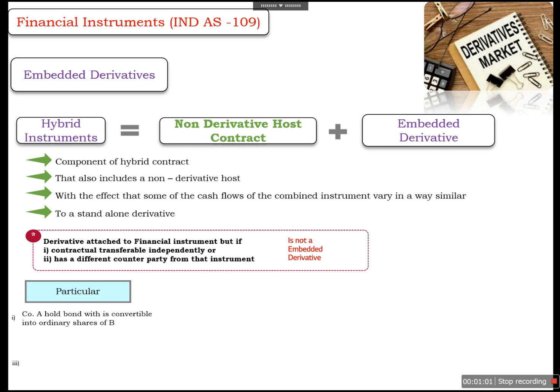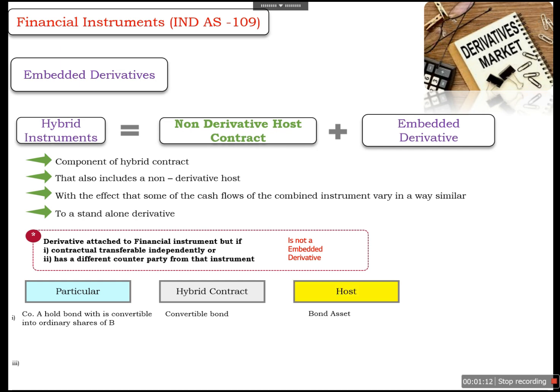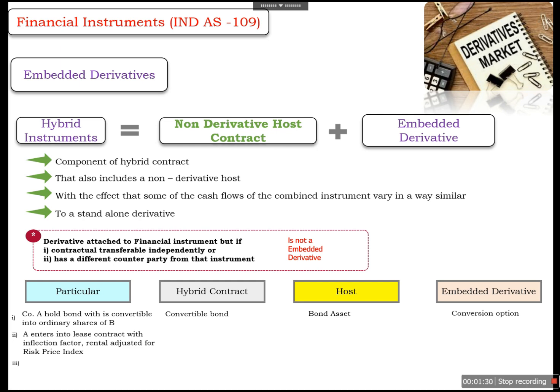Let's take some examples. If a company holds a bond that is convertible into ordinary shares of another company, in that case the hybrid contract is the convertible bond, and the host will be the bond asset, because the bond is convertible into ordinary shares, and the embedded derivative is the conversion option. Because of the conversion option, the standalone value of the bond is different compared to the convertible bond. Similarly, if a company enters into a lease contract with an inflation factor, because of which rental is to be adjusted according to the price index every year, in this case the hybrid contract is the entire lease contract, but the embedded derivative, because of which the value of the contract changes, is the price index adjustment.